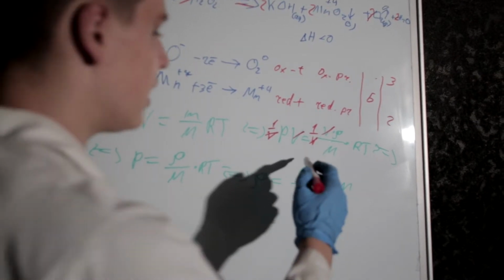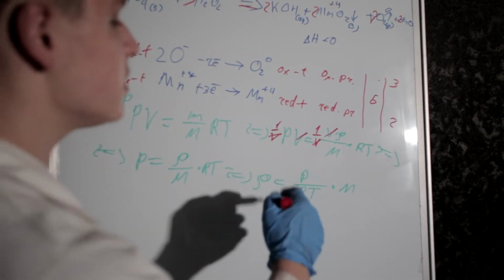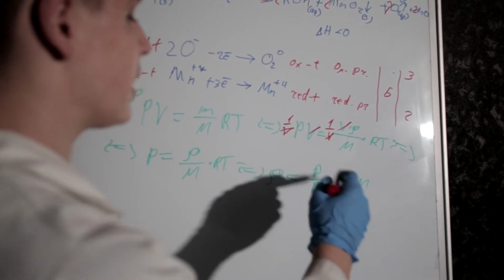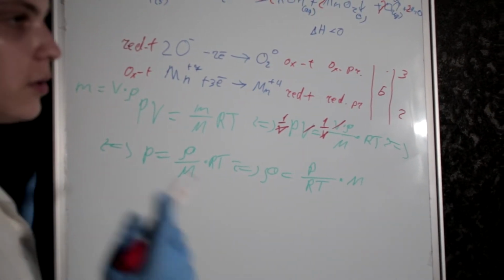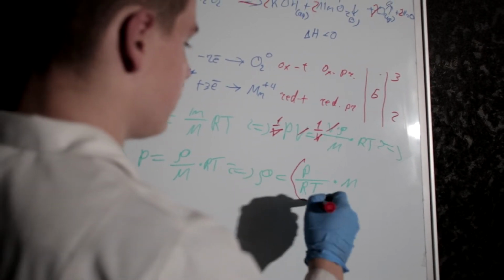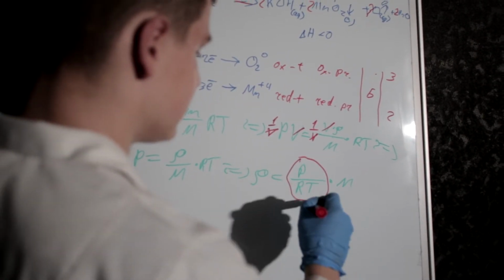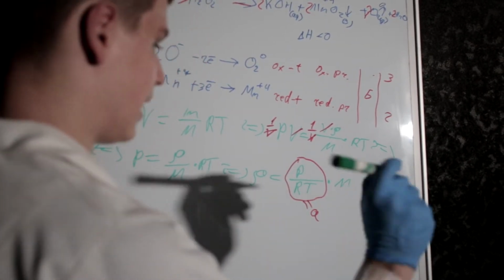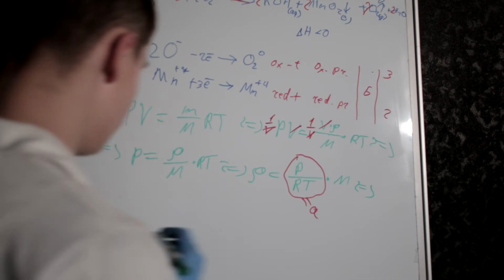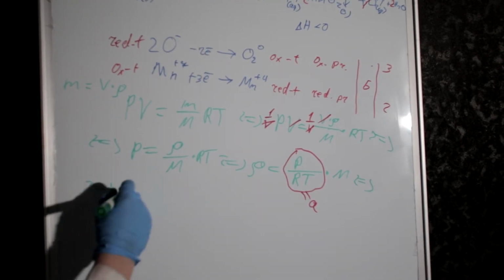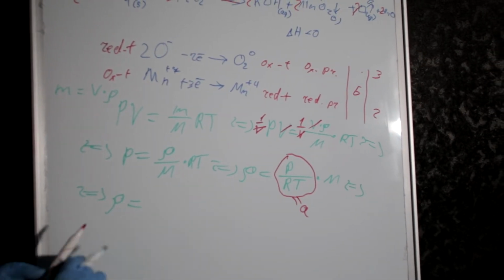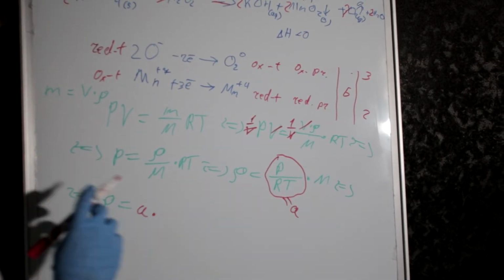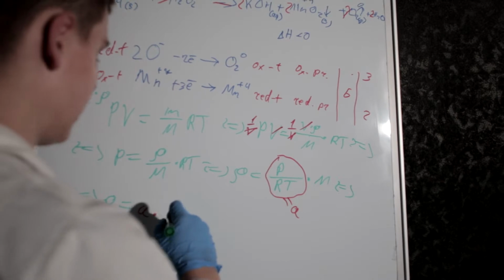I want to call this part a constant, because if we do not change the conditions, we do not change the pressure and we do not change the temperature, it should remain constant if we compare two densities. So I will say that it's equal to A. In order for that, the density rho is equal to A multiplied by the molecular mass.